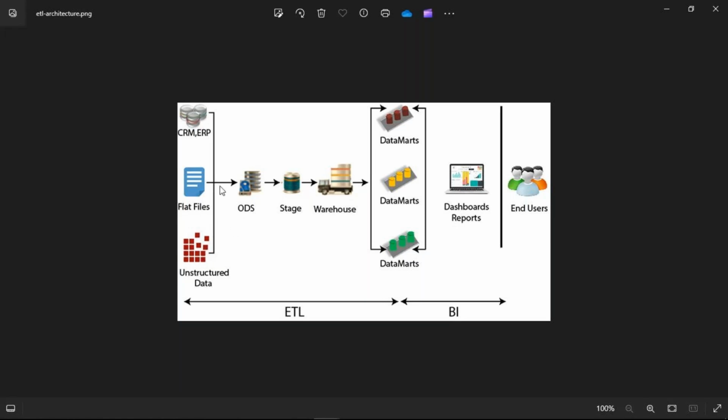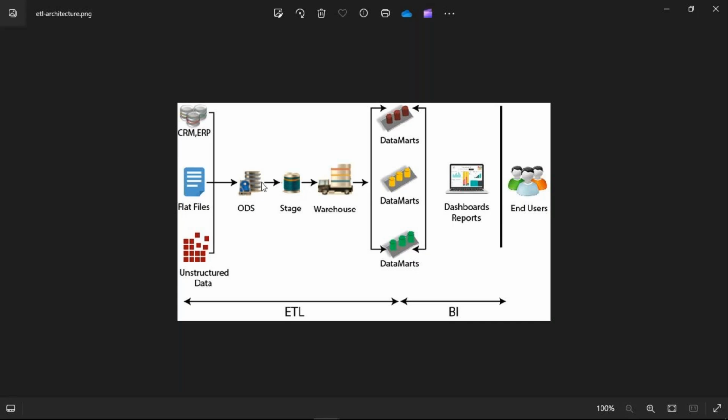Then this data will move to the ODS. ODS is the operational data source. An operational data source is a database which has integrated data from different business sources. We integrate data from different sources. This ODS holds a limited period of historical data, let's say about 30 to 90 days. We'll keep this historical data for about 30 to 90 days in the ODS.